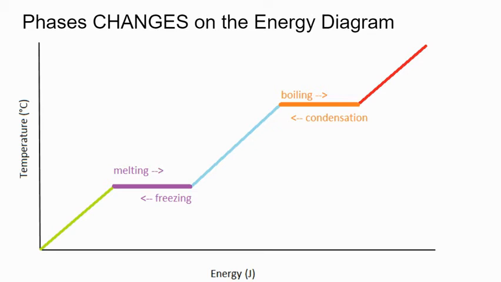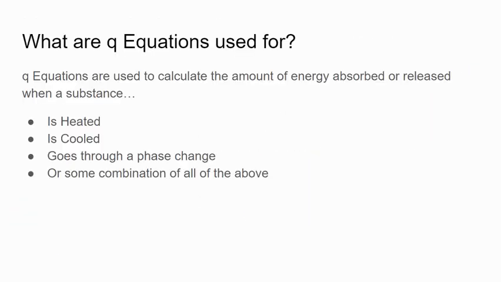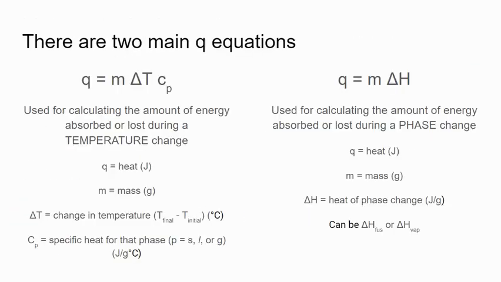When you're experiencing a phase change, to calculate the energy involved in that process, you have to use this other equation, Q equals m delta H. So Q is the same, m is the same. Delta H is the heat of the phase change. If you look at the units, notice it's just joules per gram. There's no mention of temperature. That's because temperature is constant during a phase change.